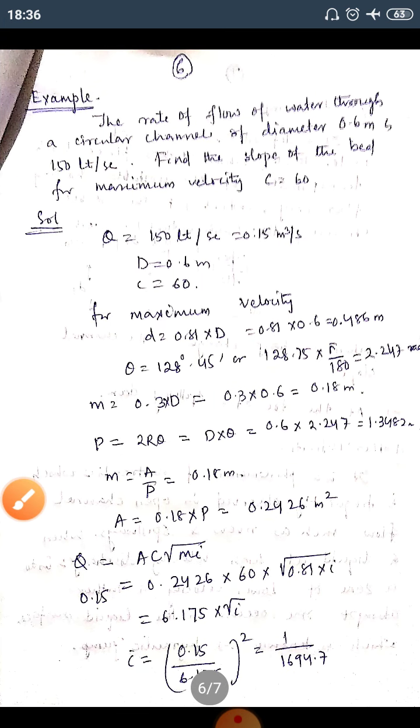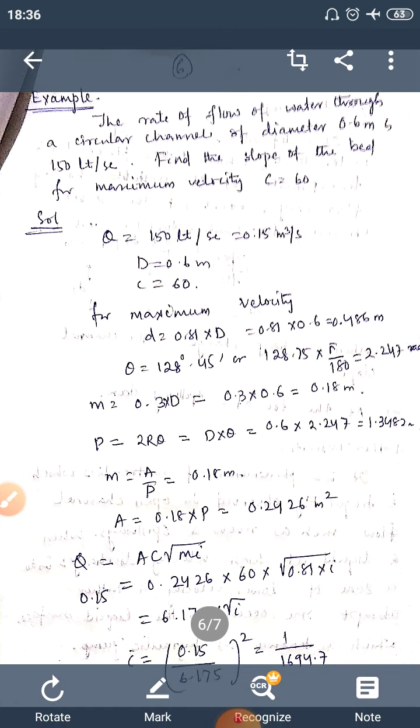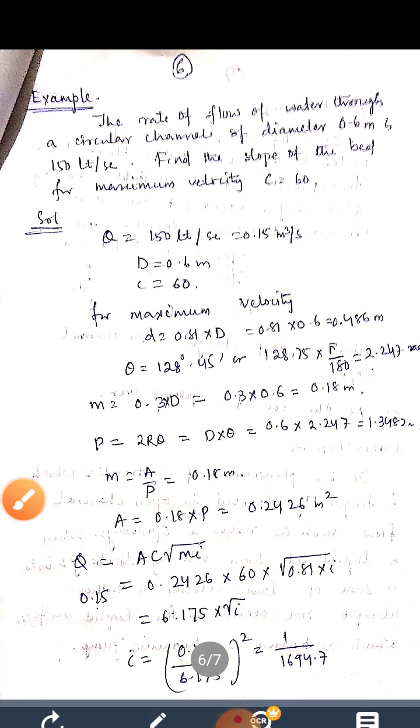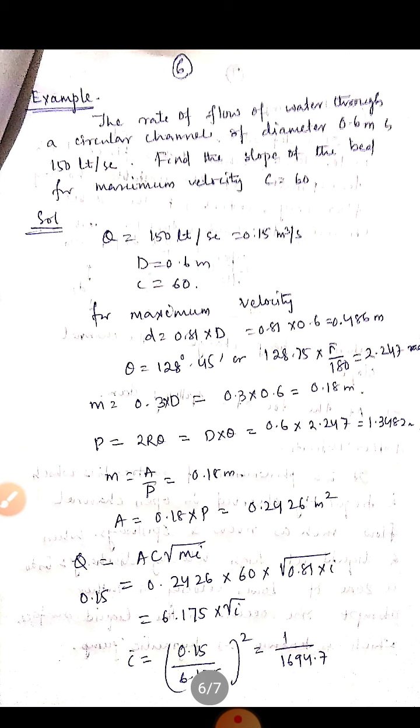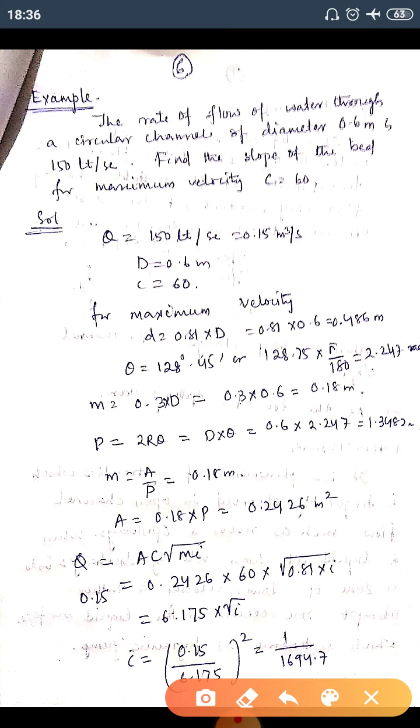Next the question: the rate of flow of water through a circular channel of diameter 0.60 meter is 150 liters per second. Find the slope of the bed for maximum velocity. Calculate, C is equal to 60. Here given Q is equal to 150 liters per second, from which we get Q is equal to 0.15 meter cube per second. Capital D is given, C is given. For maximum velocity, small d is equal to 0.81 capital D.